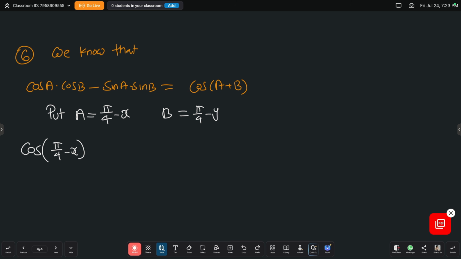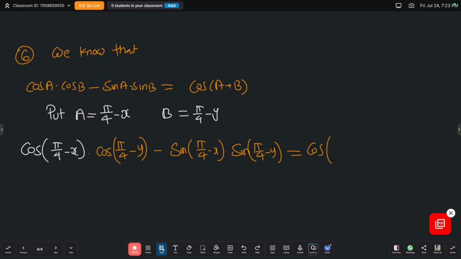Just replace the a and b values. Once you replace them, you will get the left hand side as it is, and on the right hand side just simplify, and you will prove the complete expression. Cos pi by 4 minus x, cos pi by 4 minus y, sin pi by 4 minus x, sin pi by 4 minus y, and the right hand side is cos of a plus b, where a means this value and b means this value.